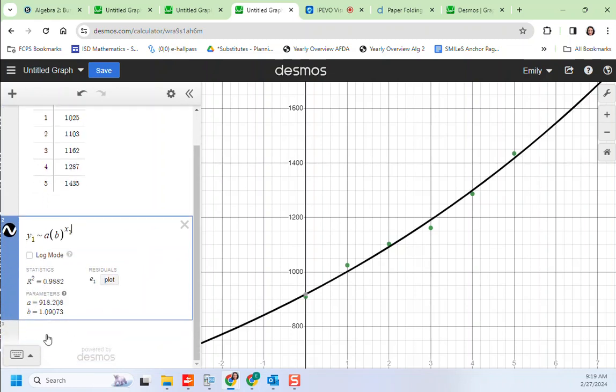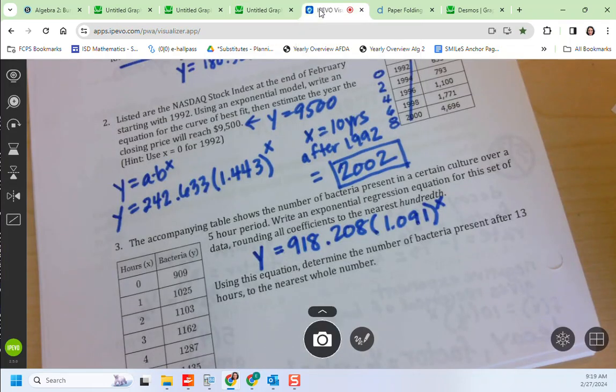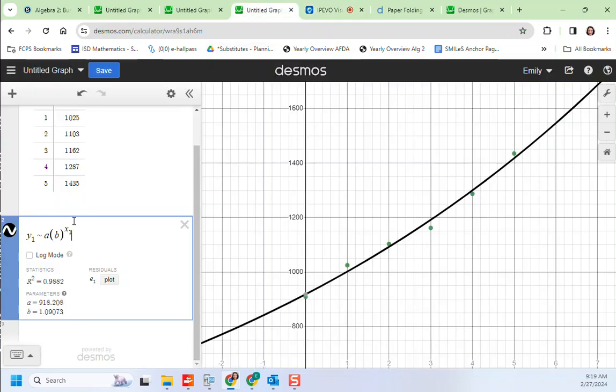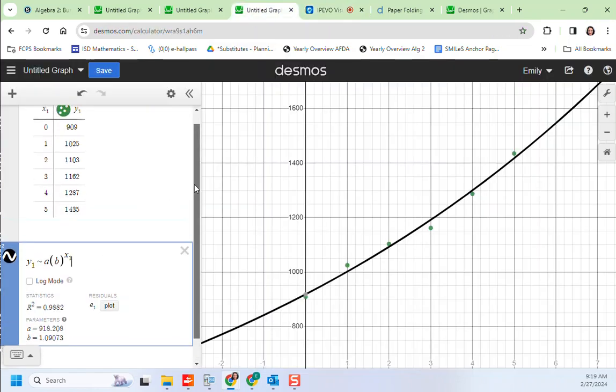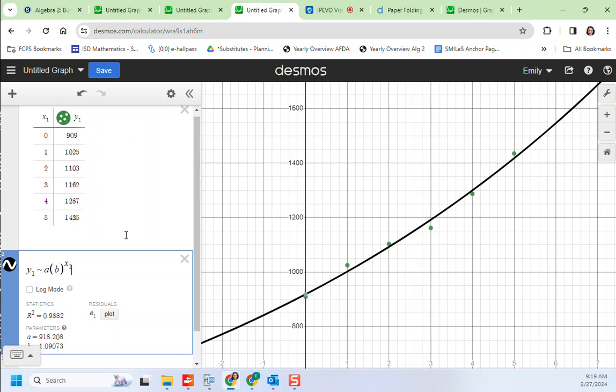And now I'm going to write down 3 decimal places for these numbers. Y equals 918.208 times 1.091 to the x. So if you did get a different answer, you might have forgotten to make sure that the y1 and x1 matches the top of the table. Okay, I can check with you then. Or you could have a typo in your table, or I could have a typo in my table. Did I have a typo? I think mine's okay.